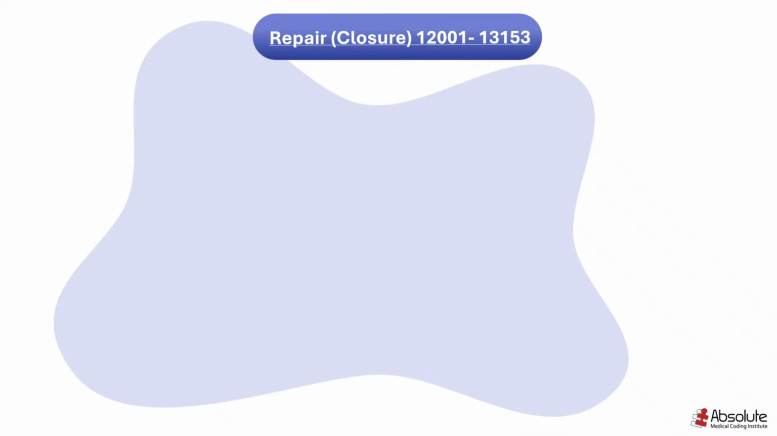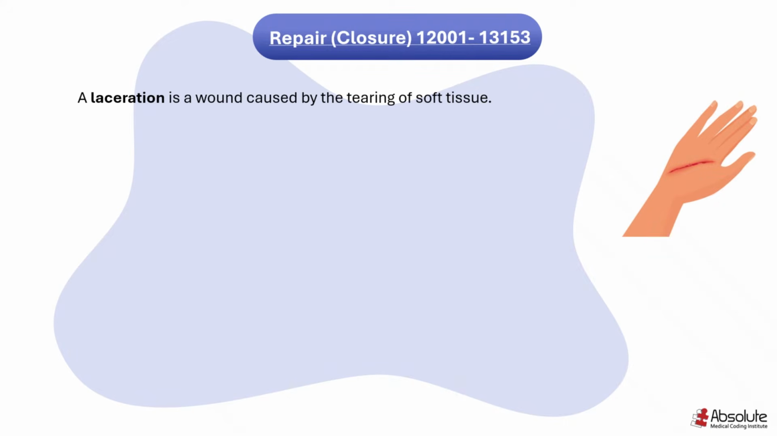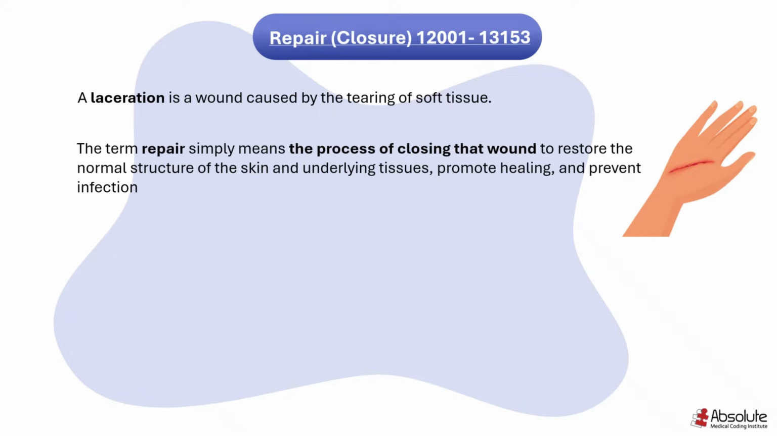Before we dive deeper into the CPT codes, let's start with the basics. What is a laceration? A laceration is a wound caused by tearing of the soft tissue. It usually happens from trauma, such as a cut, a sharp object, or an accident. A laceration can vary from a small superficial cut to deep jagged wounds that involve multiple tissue layers. The term repair simply means the process of closing that wound to restore the normal structure of the skin and the underlying tissue, also to promote healing and prevent infection.